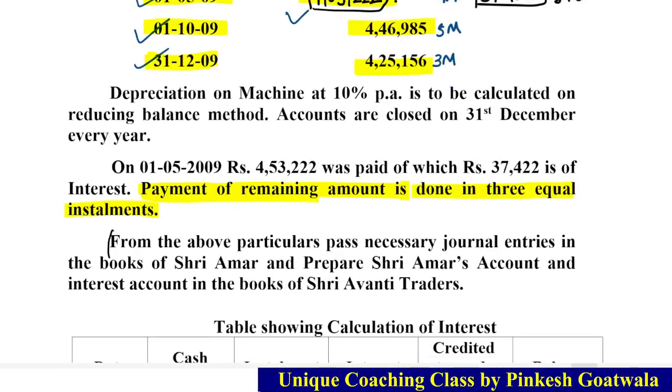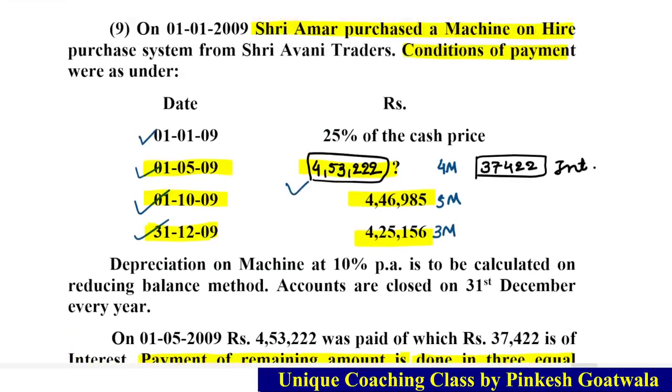But here it is told that the payment was made in 3 equal installments. So the question is, what are they talking about? Okay, here it says that the remaining payment was made in 3 equal installments, right? Yes, we have payment by 3 installments but they are not equal. Okay, but they are not equal.